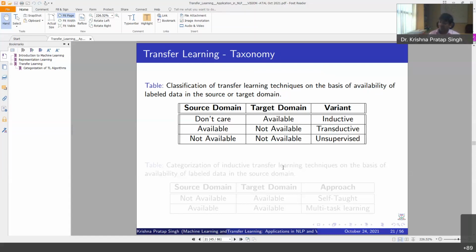How to solve this? There are different ways to do that. So inductive transfer learning is where the target domain is labeled, but the source domain may or may not be labeled. Then there is transductive, where the source domain is labeled but the target domain is unlabeled. We have just the data, but it's unlabeled. So how do we do that?